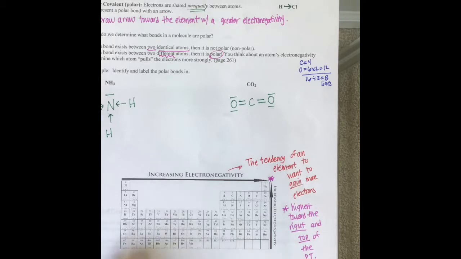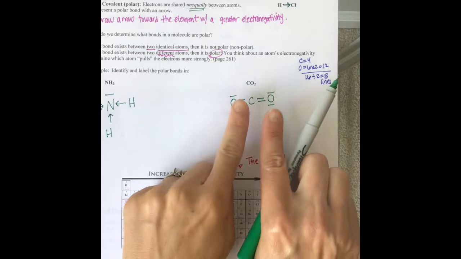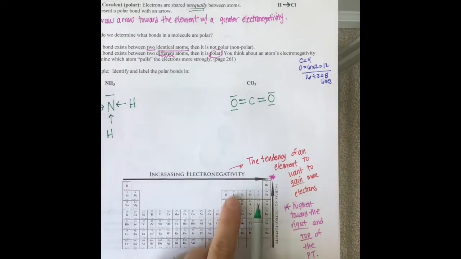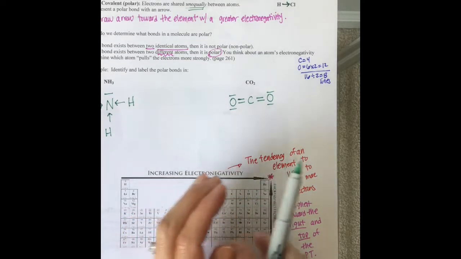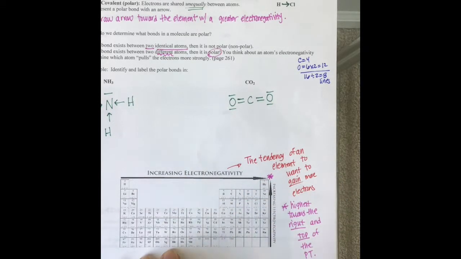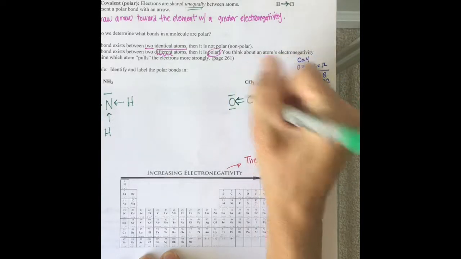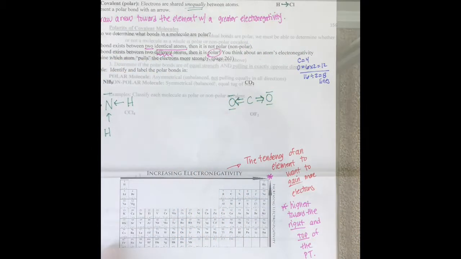Now we need to decide in this tug of war between carbon and oxygen, who is going to pull harder on that bond. You come down here to your table and you look at the location of both of them. Whoever is further to the right and to the top of the periodic table has a greater electronegativity. So in this case, the oxygens are going to pull harder on that bond. And you show that by drawing the arrows outward.